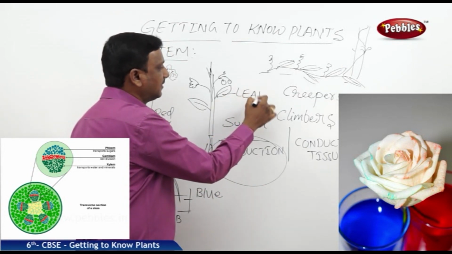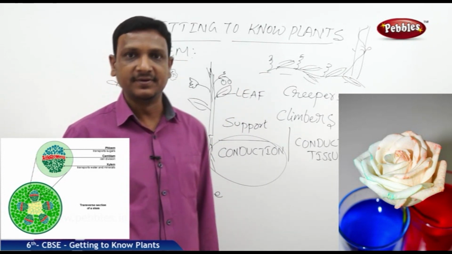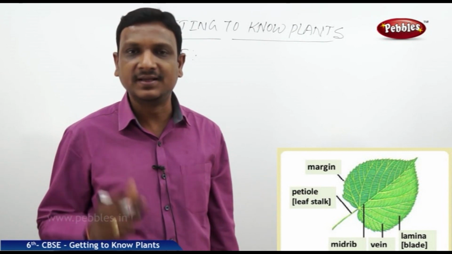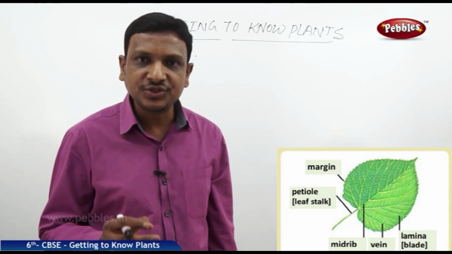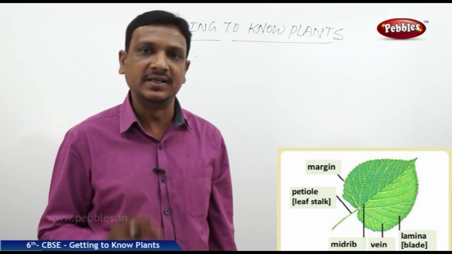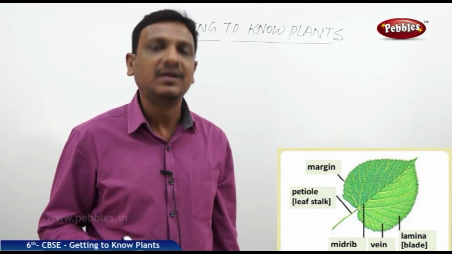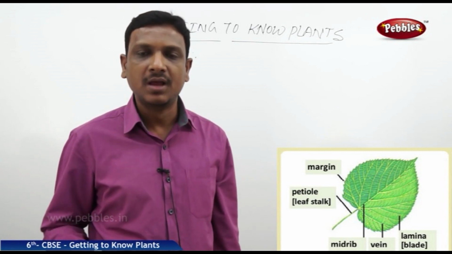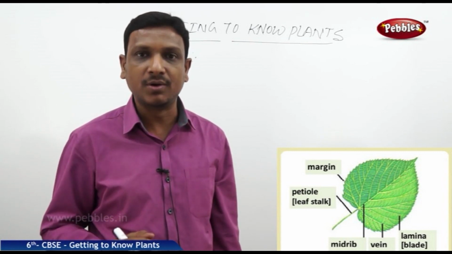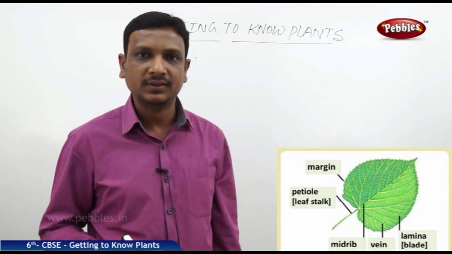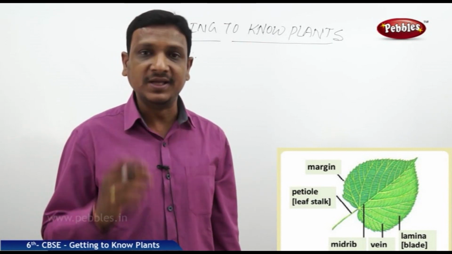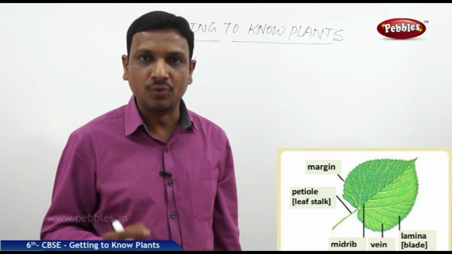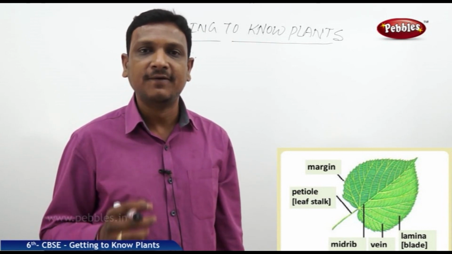The next important part of the plant is the leaf. Now let us learn some interesting facts about the leaf. Leaf is a green color part of the plant. Most of the leaves are green in color. Of course, there are certain leaves with red color and white color patches. That is an exceptional case, but most of the leaves are green because of a pigment, chlorophyll. The major function of the leaf, you know, is the preparation of food. The process is called photosynthesis.